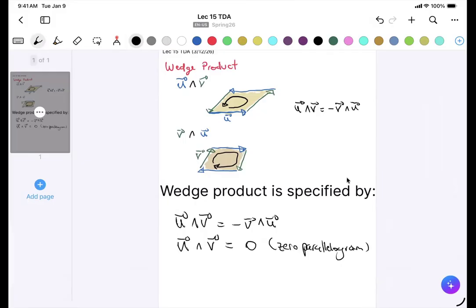And the other property of the wedge product is that you can distribute with it. So if you have the wedge product of U with V1 plus V2, this is U wedge V1 plus U wedge V2.